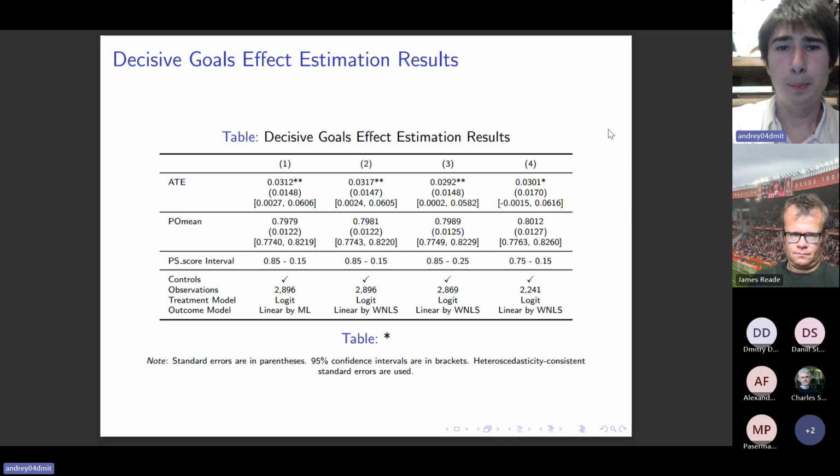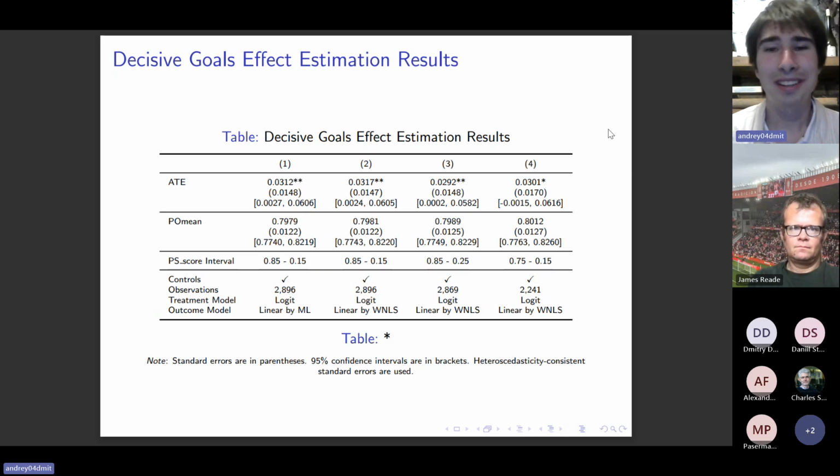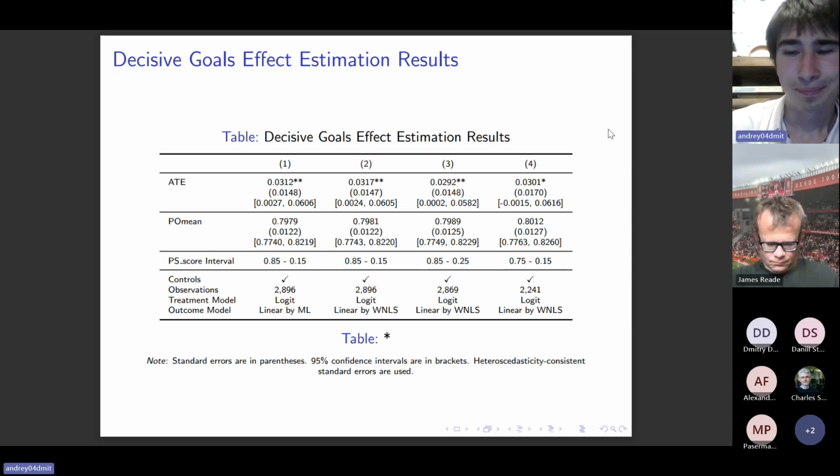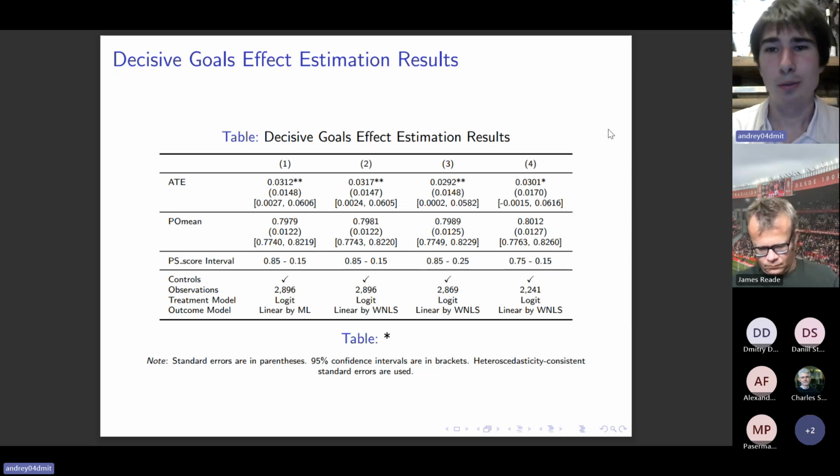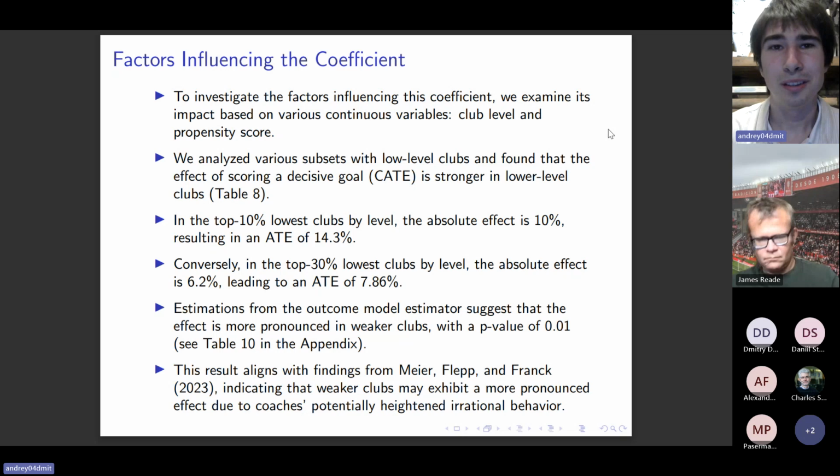And PO means that if all the goals were non-decisive, then these players will appear in the starting squad for the next match in 80% of the cases. And if all the goals were decisive, in 83% of the cases. Yeah, so PO mean plus ATE. ATE, I don't know how to pronounce it, sorry. We can see that the result is persistent and it's real.